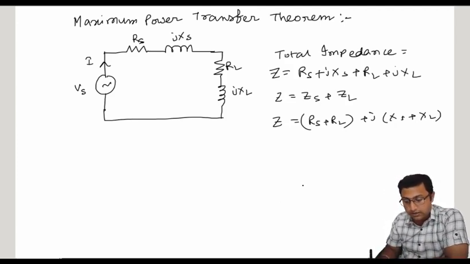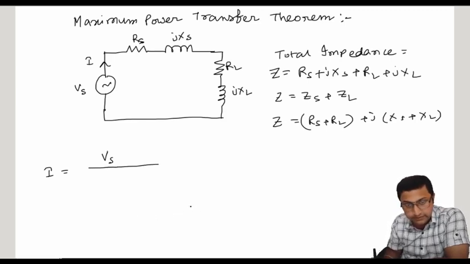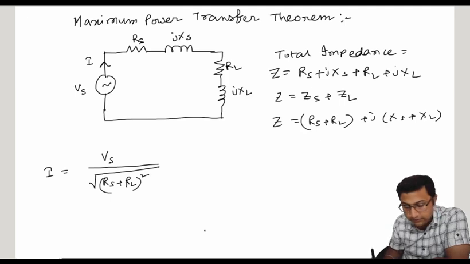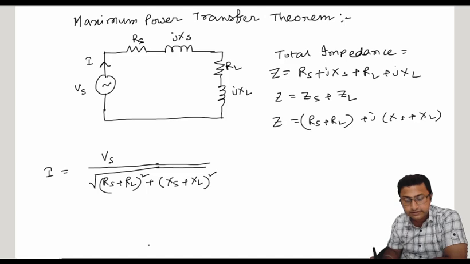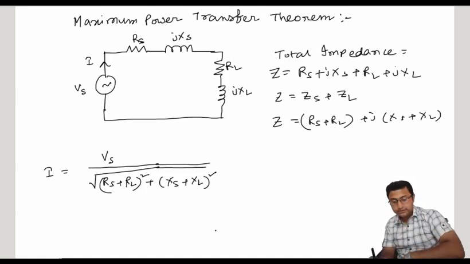So now what is the current? The circuit current, the supply current. Supply current is the total supply voltage Vs divided by Z. The magnitude of Z means it is under root (Rs plus RL) whole square plus (Xs plus XL) whole square. So this is the supply current, the supply voltage divided by the total impedance.